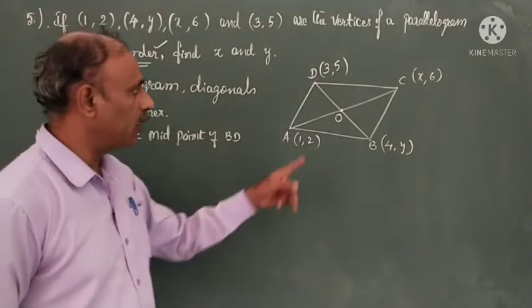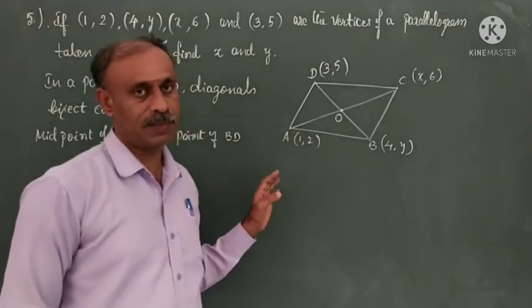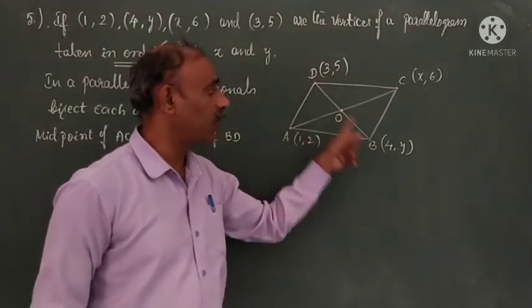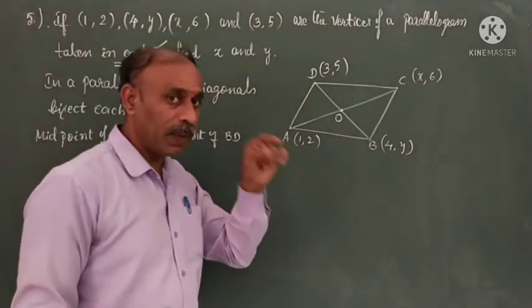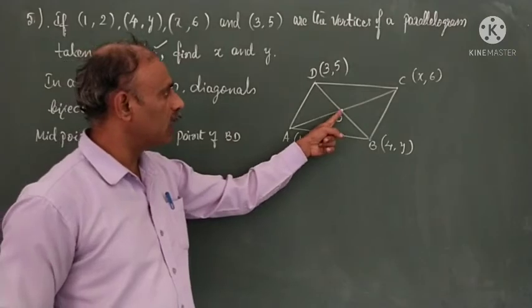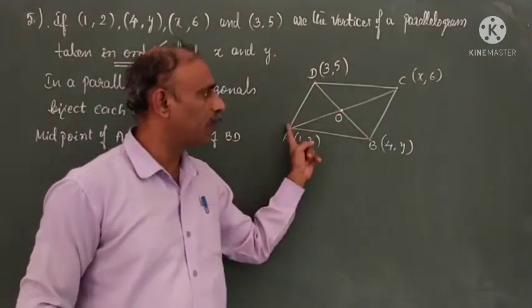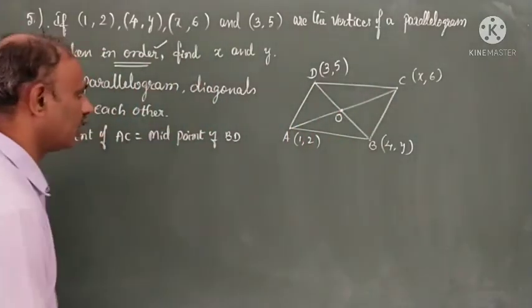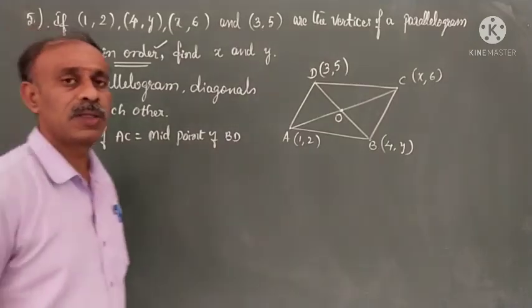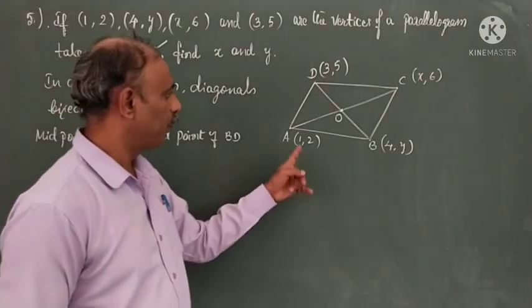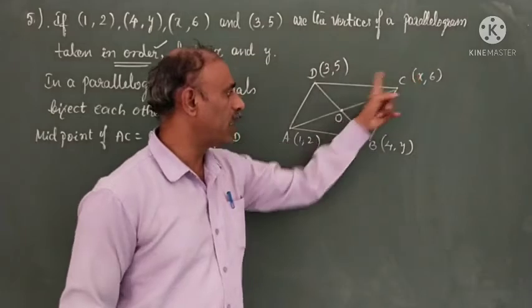However, you also know that the diagonals are different in length, AC not equal to BD. Okay? The midpoint we are identifying. O is the midpoint of DB and O is the midpoint of AC. That we are considering here. Right? How to find the midpoints? You know how to find the midpoints. X coordinate divided by 2.